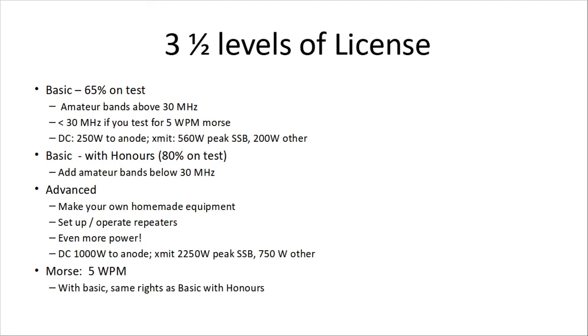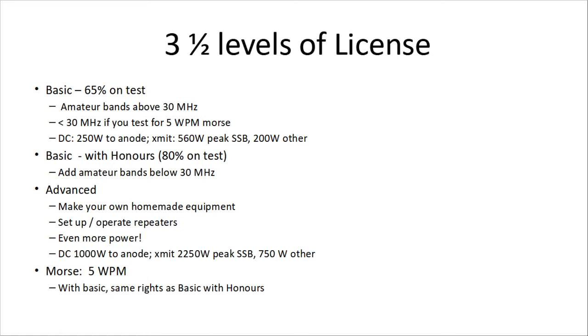There's all kinds of funky terms here. This is going to be a little bit of memorization for you to remember. And again, we'll work through this on the test quizzes. So you've got 250 watts to the anode. Transmit power is 560 watts peak single sideband. Don't worry, you'll learn what that means. And otherwise, it's 200 watts. So that's a basic license.